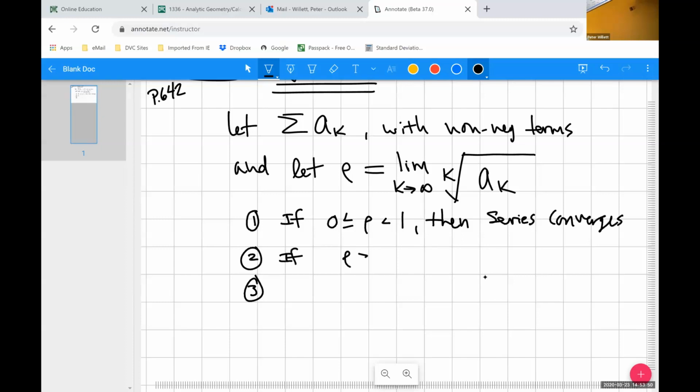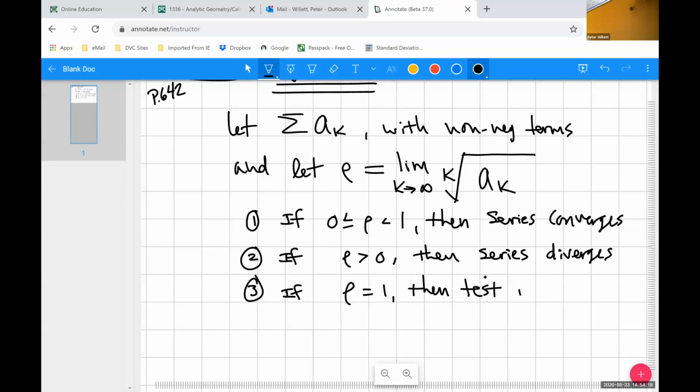And if this rho is greater than 1, and that even could be that you get a limit that goes to infinity, then the series diverges. And if rho comes out equal to 1, then, like before, the test is inconclusive.